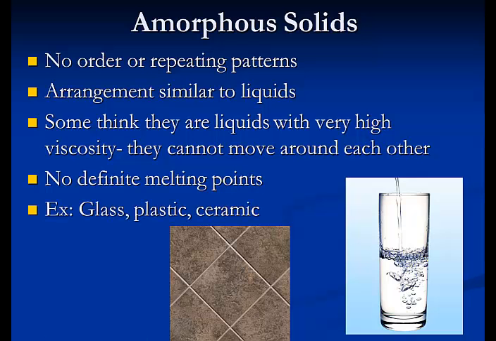Some examples of amorphous solids would be glass, plastic, and ceramic. Rubber would also be an example. But amorphous solids, no pattern. That's the important thing. And there's just no crystalline structure like all the crystalline solids have.